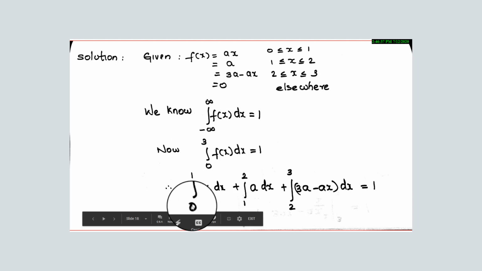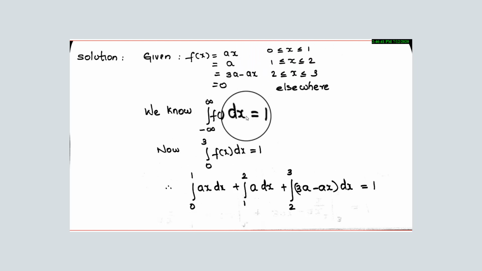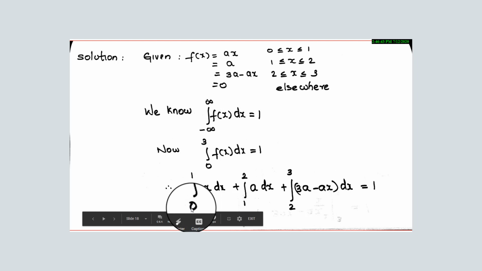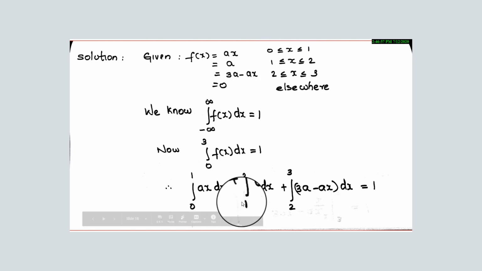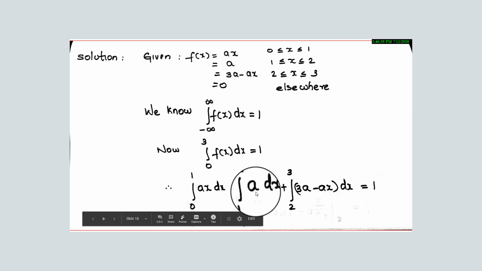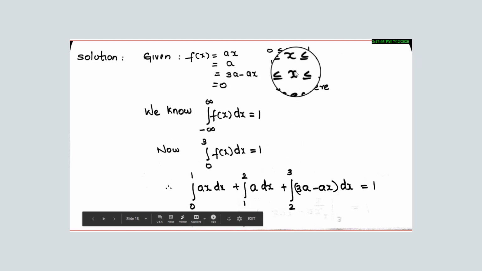So the first limit is from 0 to 1. So I'll put integration from 0 to 1. For 0 to 1, what is the value of f of x in the given question? ax dx, plus the second range, which is from 1 to 2. So I am writing the limits from 1 to 2, ax dx, plus the third range of limits.